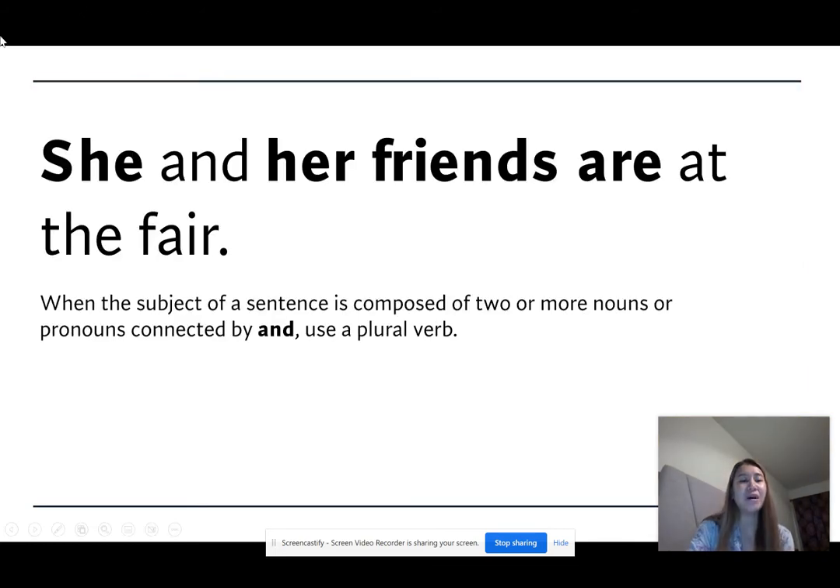The first one is these are rules, by the way. We're going to talk about the rules when it comes to subject verb agreement, and then we're going to look at examples. The first rule is when the subject of a verb is composed of two or more nouns or pronouns connected by and, use a plural verb. As we all know, we have two or more subjects, therefore, our verb should also be plural. It should complement our subject. So here we have she and her friends. That's why our verb here is the word are at the fair.